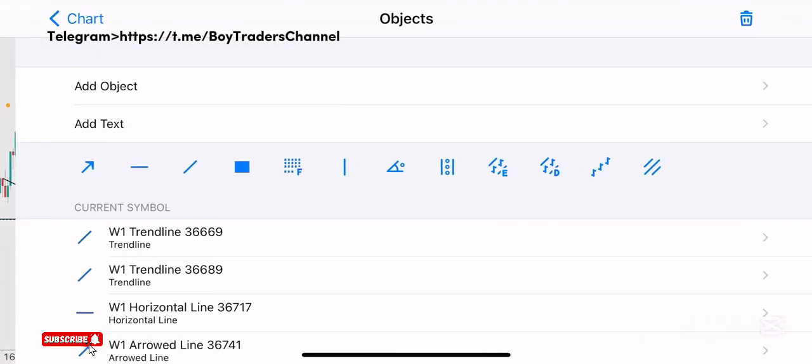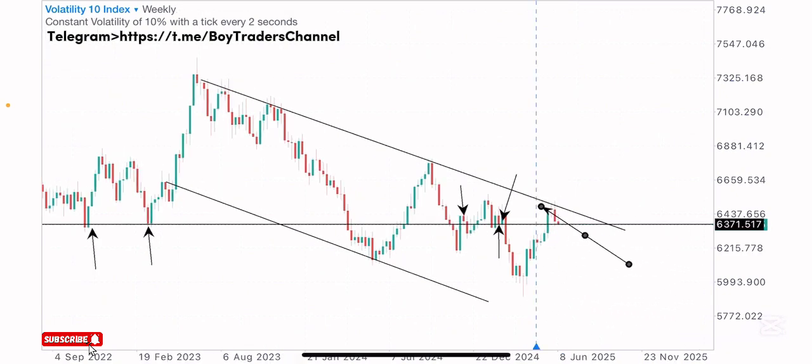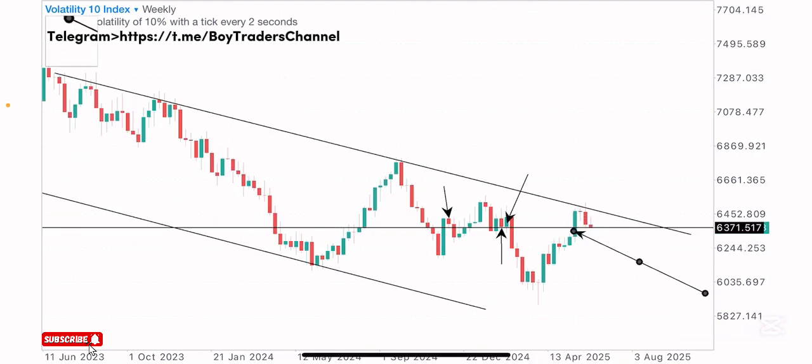So this is a historical level basically, which we've seen price react on in the past, getting the buys and the sells on this level, the level of 6,371, as we can see here. And currently price is retesting this level after we got this bullish breakout here and the retest.